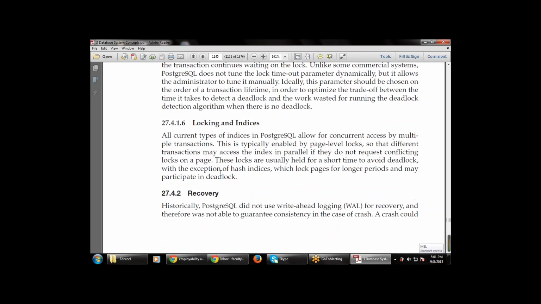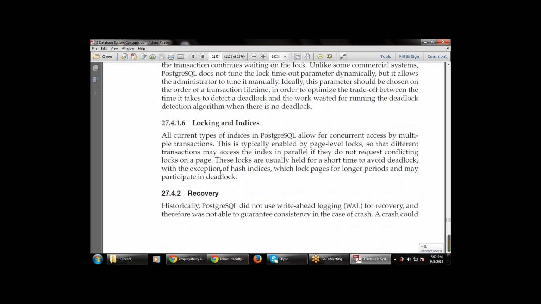Then the locking and the indices. So all current types of indices in PostgreSQL allow for the concurrent execution or access by multiple transactions. This is typically enabled by page-level locks so that different transactions may access the index in parallel if they do not request conflicting locks on a page. So that is the locking and the indices.